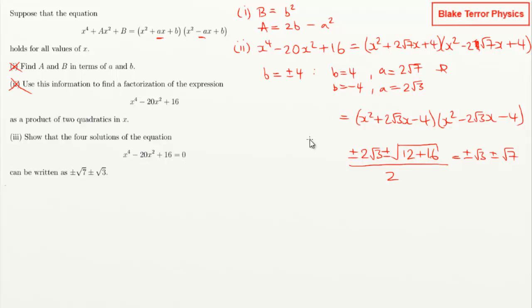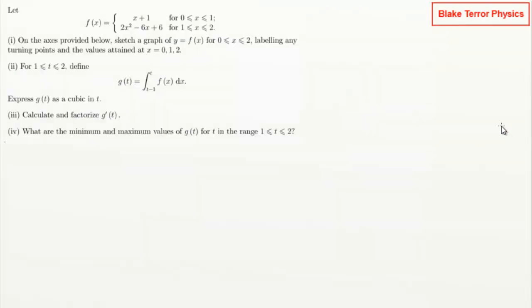If we were going off of the other one, then we would have minus b, so we've got plus or minus 2 root 7, plus or minus the square root of b squared, so that is our 28, and then we're taking off 16 to leave us with root 12, over 2. So we've got plus or minus root 7 plus or minus root 3. Okay, which is what they wanted. Right, so that was a really quick question. So you might as well push on with question 3.